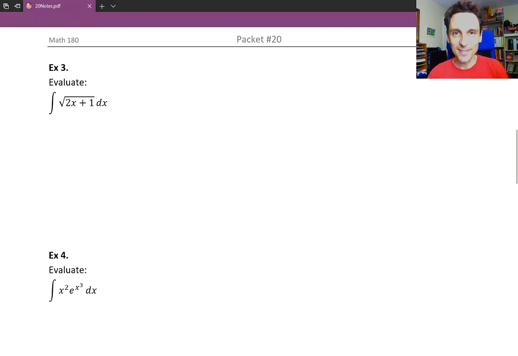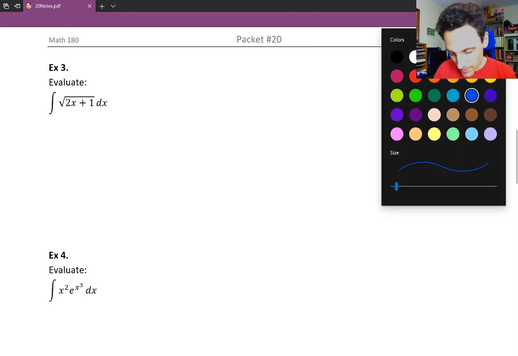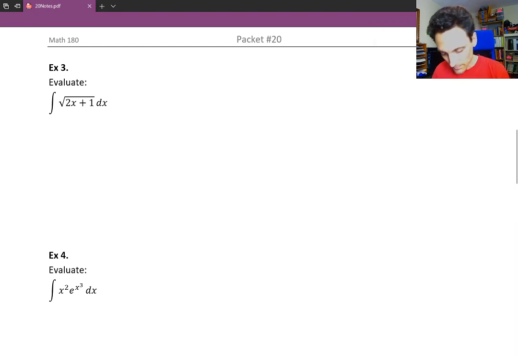Hello and welcome back. Example 3 says evaluate the integral of the square root of 2x plus 1 dx. So here we're going to try to use the substitution method, and we're going to let u equal the inner function. So the inner function here is the one that we see right inside the radical. That'll be the 2x plus 1.